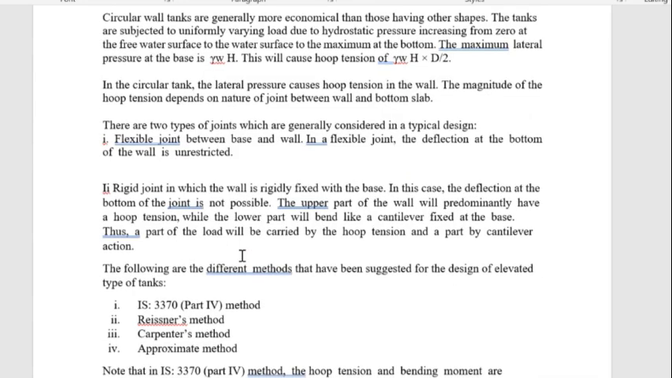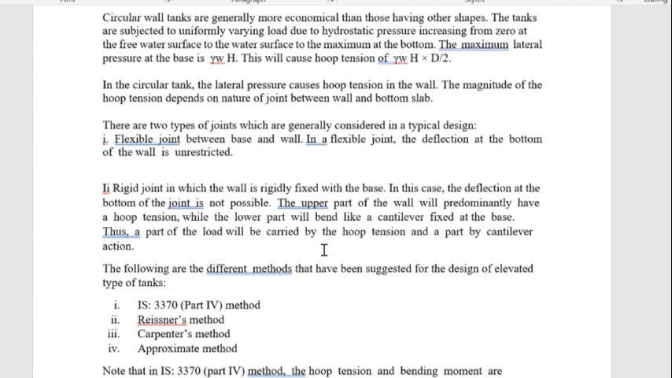There are two types of joints which are generally considered in a typical design, a flexible joint and a rigid joint. The difference between the two is that for the flexible joint that is provided between the base and the wall, the deflection at the bottom of the wall is unrestricted, whereas in a rigid joint, in which the wall is rigidly fixed with the base, the deflection at the bottom of the wall is not possible. So the upper part of the wall will predominantly have a hoop tension, while the lower part will bend like a cantilever fixed at the base.